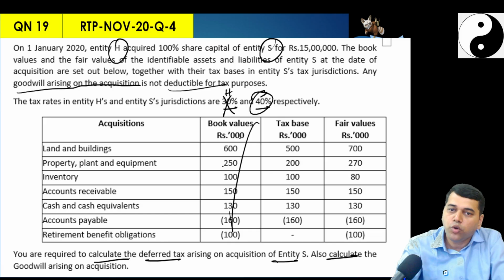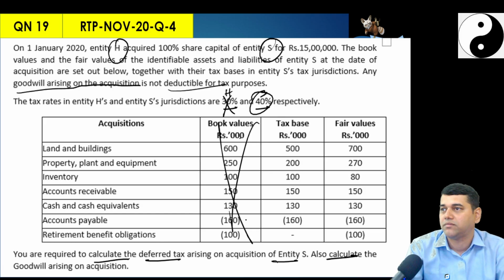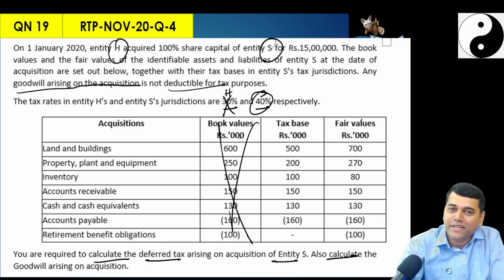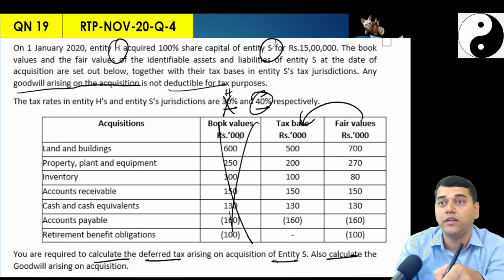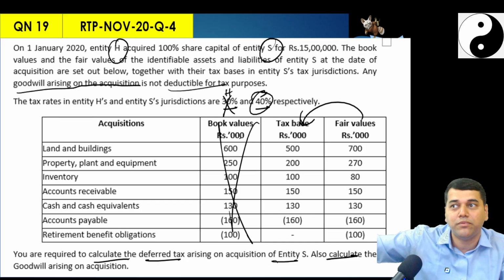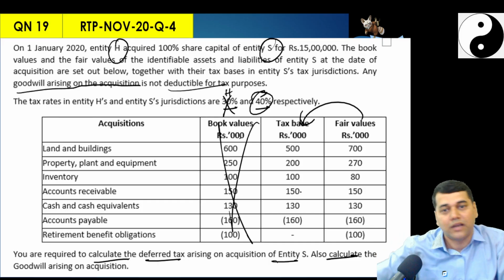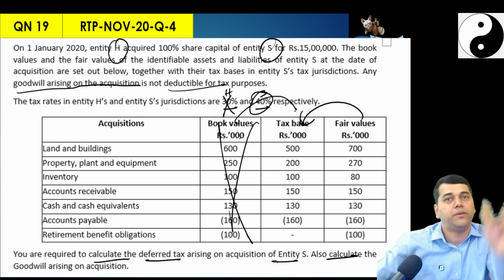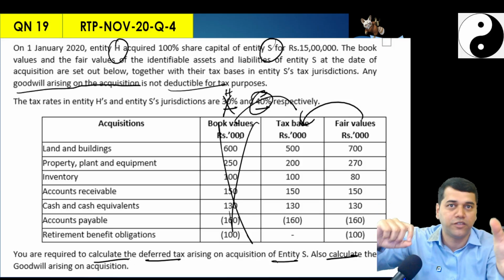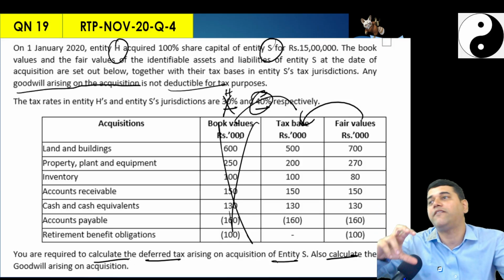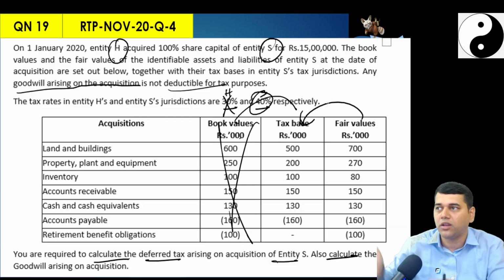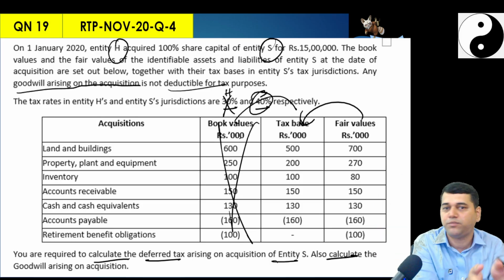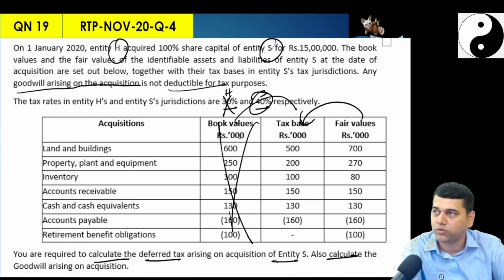Here, book value you need not consider. Straight away you can take these two differences. If already in the balance sheet some taxes were available, then you would have taken book value to tax base first, and then additionally fair value to book value. Why do you want to get into the book value now? Ignore it. Straight away start two columns, fair value and tax base, find the difference and tell me the amount.